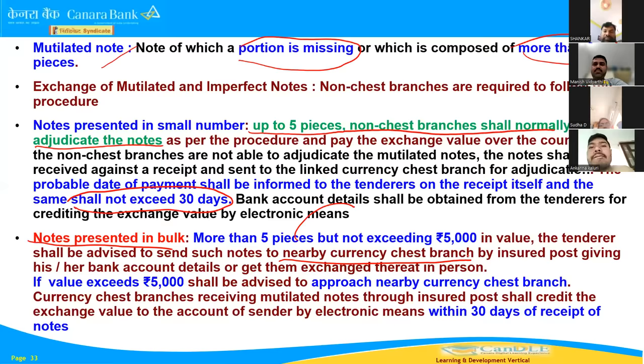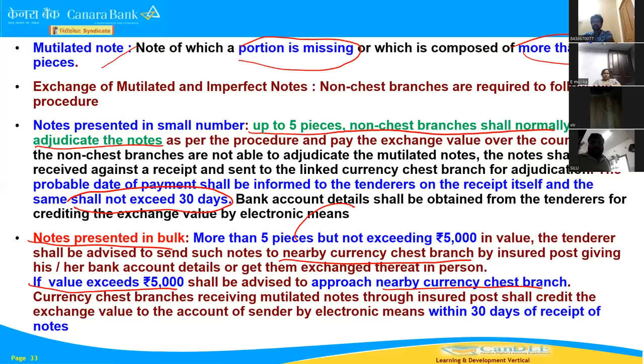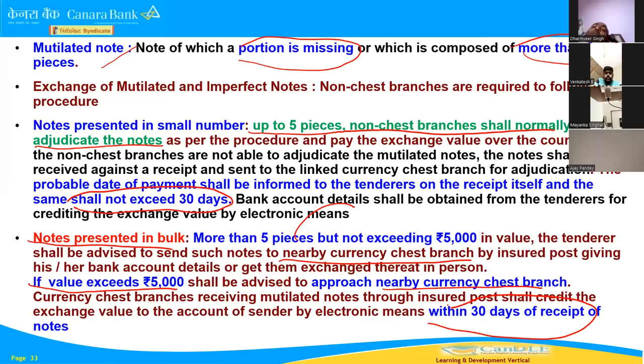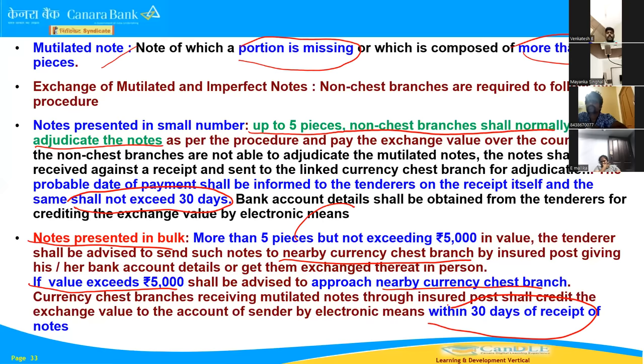If the value exceeds 5,000, again the same, he will approach the nearby currency chest branch. Through insured post you can send, or physically also you can do. Ultimately, the amount should be credited by electronic means within 30 days. So what I want to tell you here is, for soiled notes, 20 pieces, maximum 5,000, the bank has to do it free of cost. This is very, very important. More than that, 20 pieces and 5,000, we will take charges from the customer.